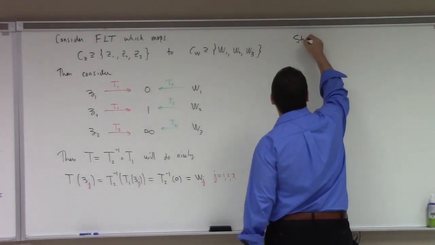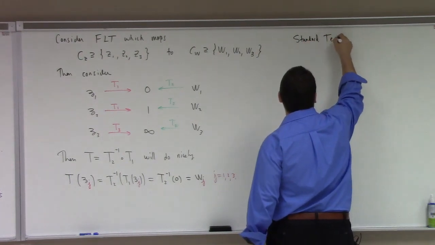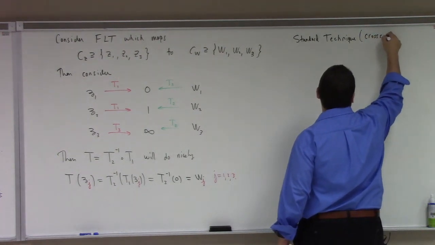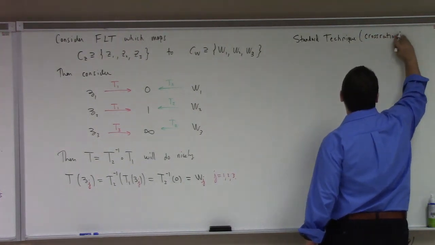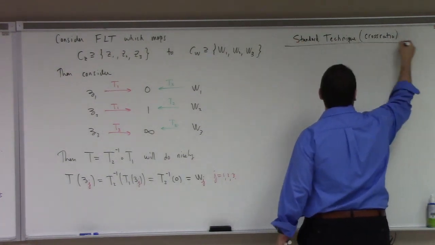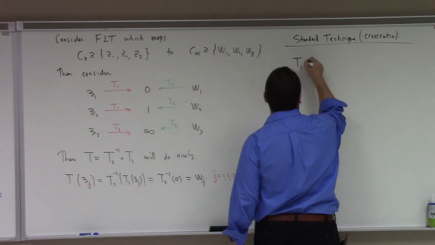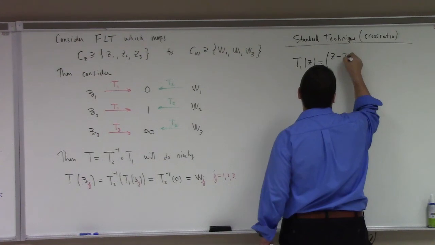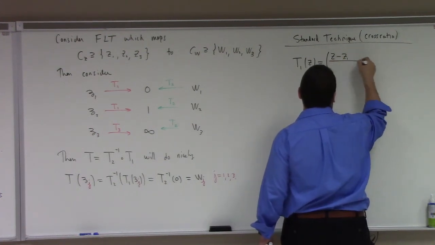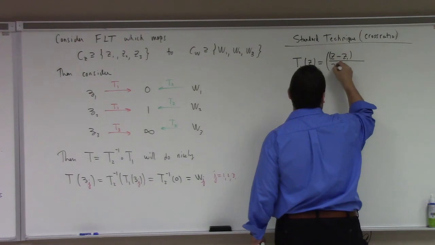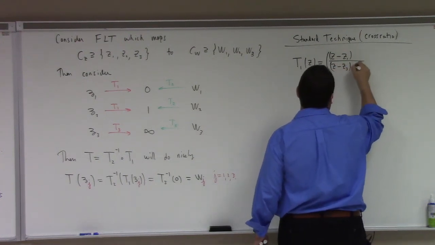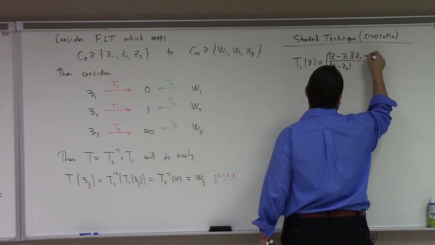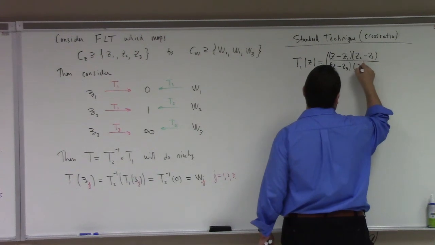But here's the neat thing: we can build T1 and T2 as follows. This is a standard technique. This is called the cross ratio. Well, this itself is not the cross ratio; the thing I'm about to write is the cross ratio. So T1 of z is by definition z minus z1 divided by z minus z3. And then upstairs I've got, I believe, z2 minus z3, and downstairs z2 minus z1.